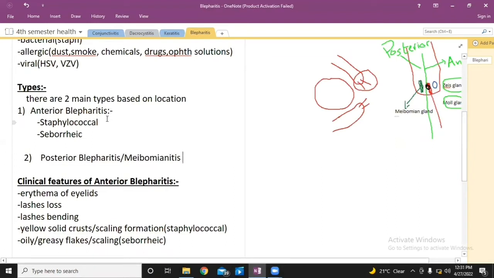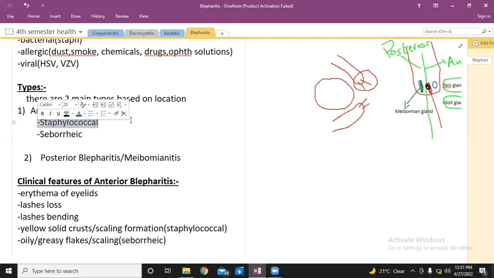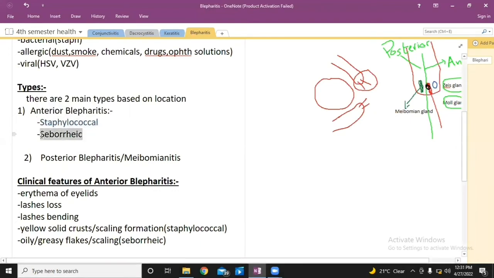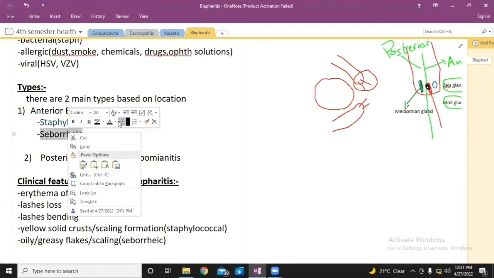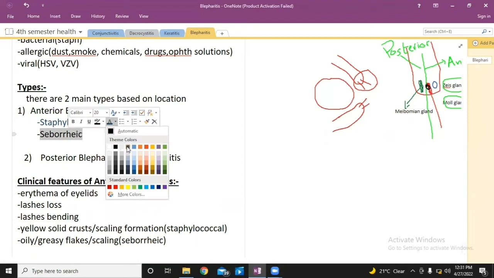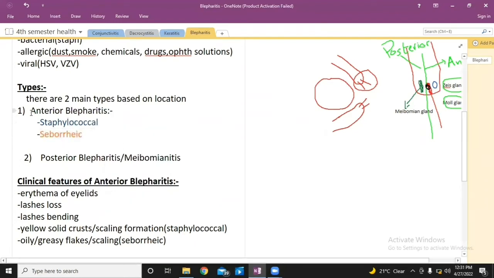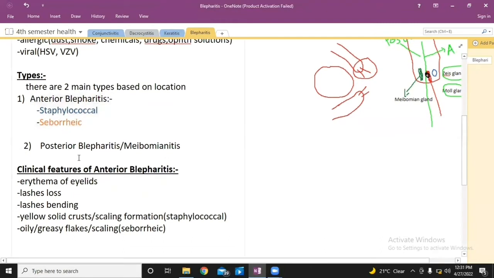Now you know that in anterior blepharitis, the Meibomian and the Zeis gland may be infected with bacteria, and the bacteria which is very common or famous is the staphylococcal bacteria. Okay, and it may be due to the blockage of the sebum. The ducts which are supplying the hair follicle may be blocked or clogged and may produce seborrheic blepharitis. So these are the causes and types of anterior blepharitis.